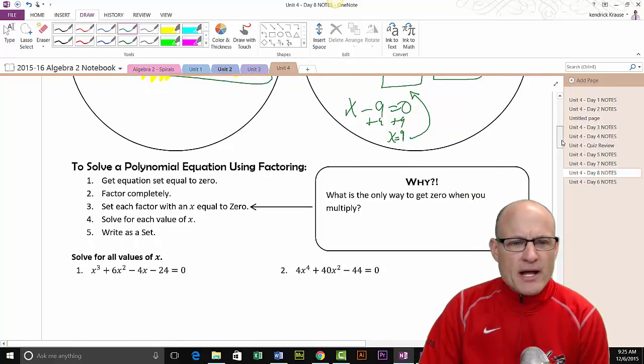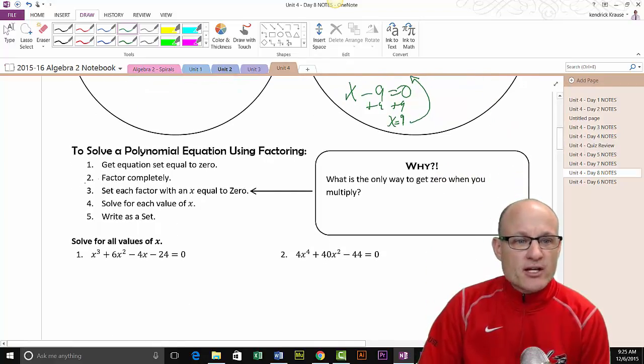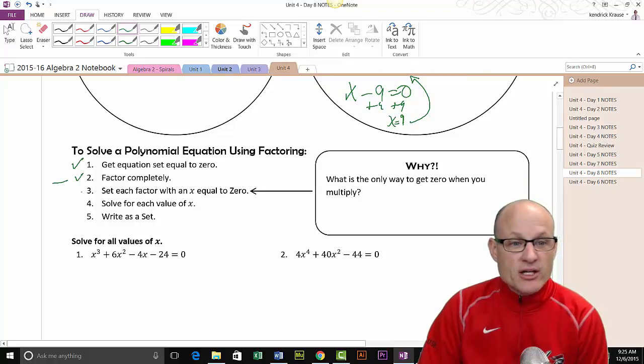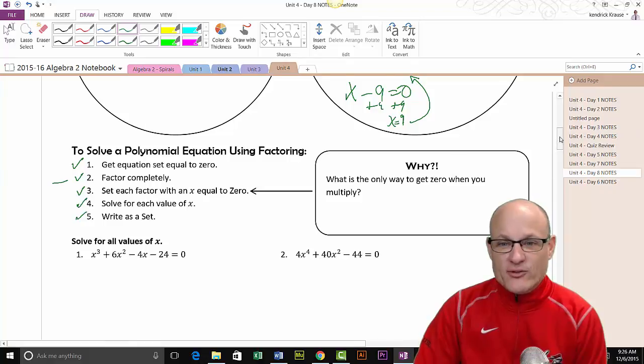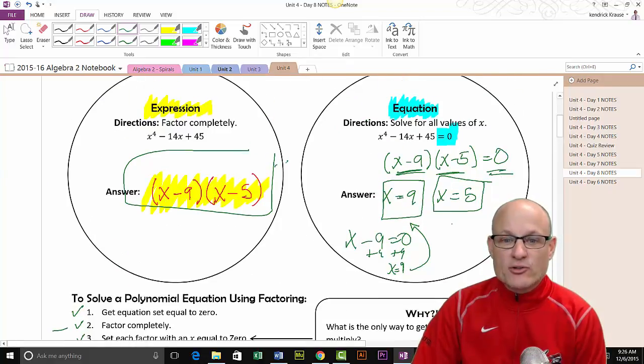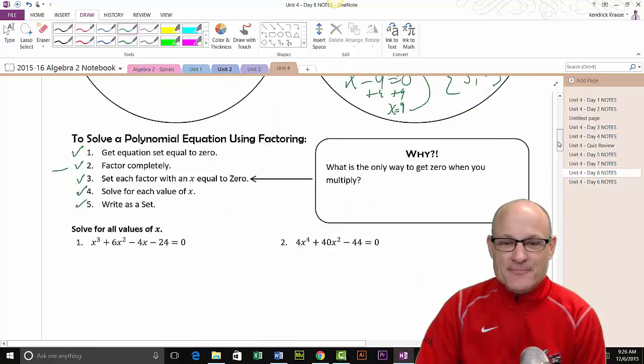So, to solve a polynomial equation, get the equation equal to 0. Factor completely. This is what we did yesterday. Solve each factor, set it equal to 0. Solve for each value of x, and then write as a set. Oh, I forgot to do that. I probably should have done that right here. So my solutions are, written as a set, 5, 9. There it is, written as a set.